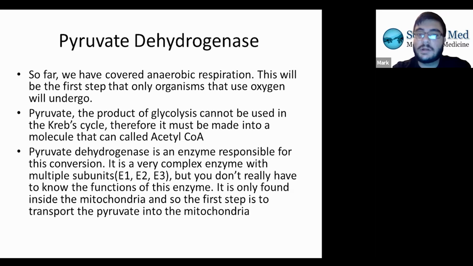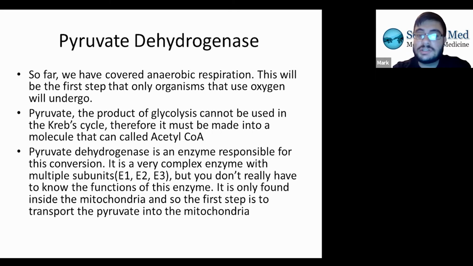Pyruvate is the product of glycolysis, and it cannot directly be used in the Krebs cycle. Therefore, it must be made into a molecule that can directly be used in the Krebs cycle, called acetyl CoA. CoA stands for coenzyme A, and it's a really big, complicated molecule that you don't have to know what it looks like. Just know that it's really big, and it's called CoA.